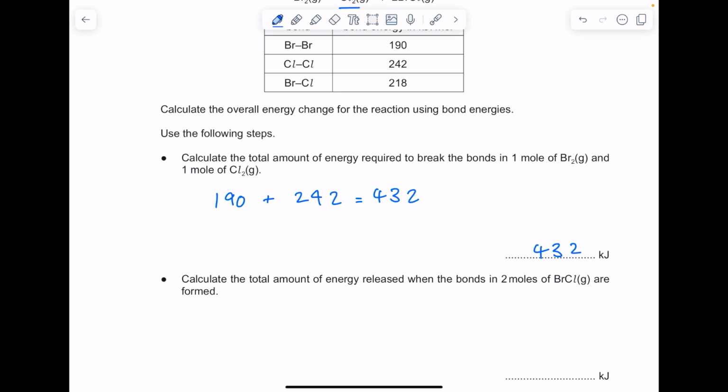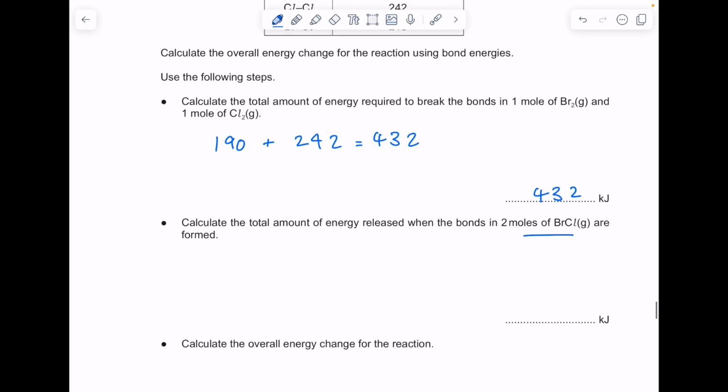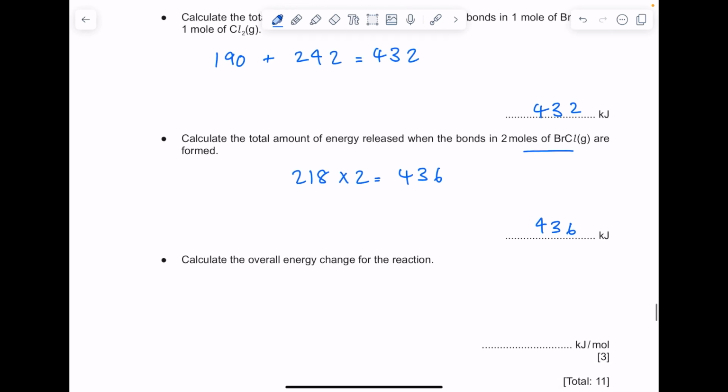Calculate the total amount of energy released when 2 moles of BrCl are formed. So we have 2 lots of BrCl, so 2 times 218. Calculate the overall energy change, so you do bonds broken minus bonds made to get minus 4 kJ.